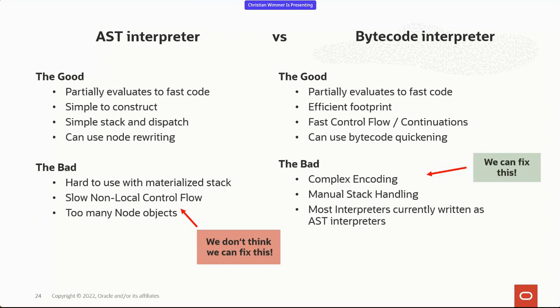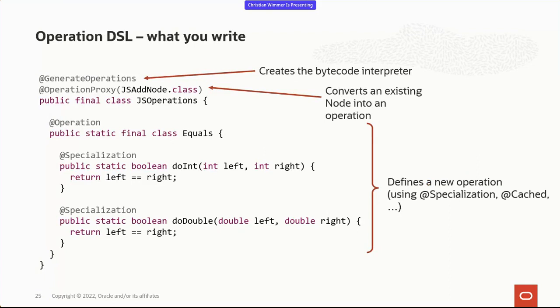And how can we fix that? Again, with our domain-specific language. In our domain-specific language that we already have for all the specializations, you can write just another annotation. In my whole specialization system of integer types and double types that I have here, I have an equals operation, and I have one annotation that says generate operations, as the trigger of please give me a bytecode interpreter.